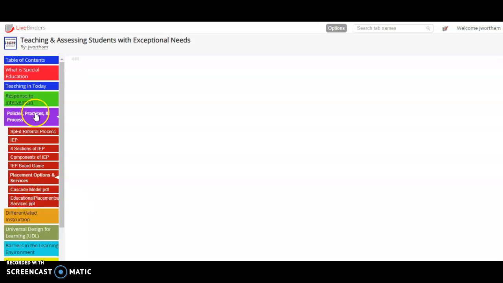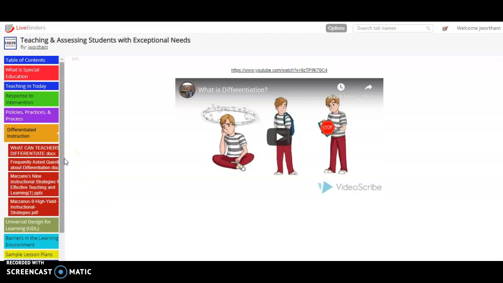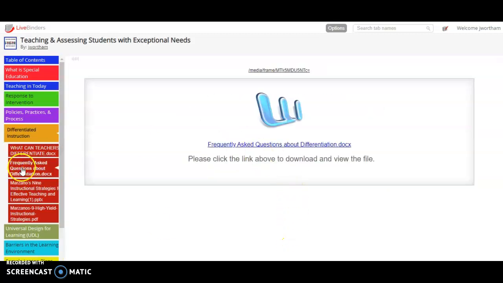Some of these under each subtab are printable for your resources. All right, differentiated instruction. What can teachers differentiate? Frequently asked questions. When you come to this and you see this right here, just make sure you click on this and it will take you right to it. It is more than likely going to be a Word document or a PowerPoint, which are each printable as well.